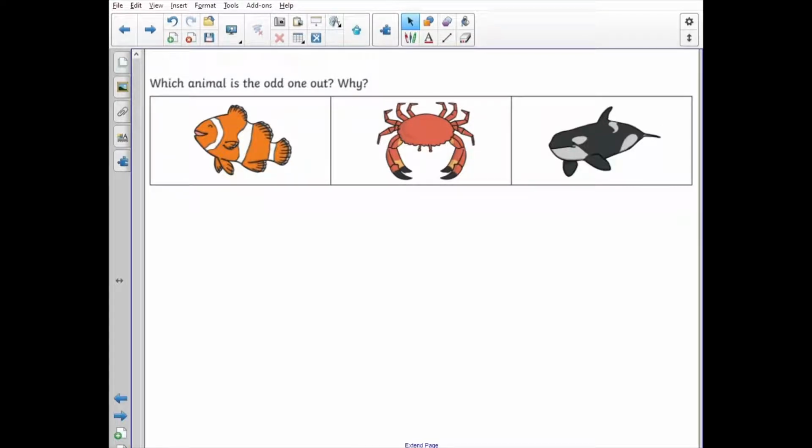I hope you've had a little talk about that. There are different ways to answer this question. You could say something like the crab is the odd one out because the crab has legs and the other animals have fins. Perhaps the killer whale was the odd one out because the others can be orange in colour, but a killer whale is always black and white.